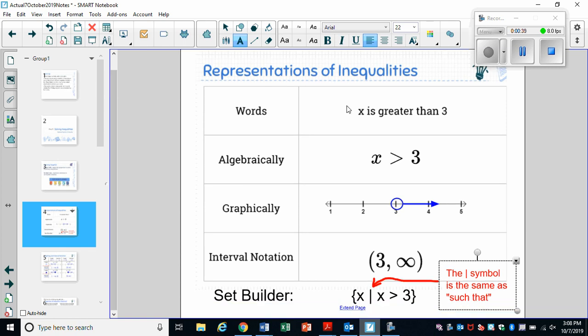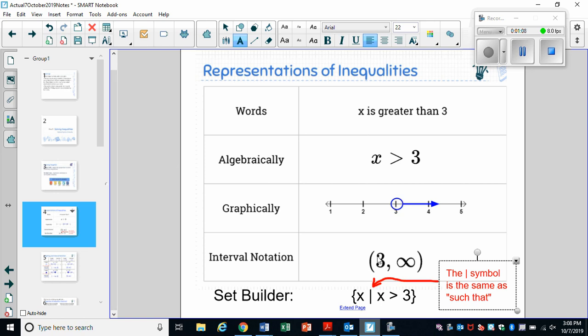So we have 5 different possible ways we can set up inequalities. They can be represented in word form. In this case, x is greater than 3. Algebraically, x greater than symbol 3. Graphically, you have your number line. Open circle around positive 3. Arrow going to the right.